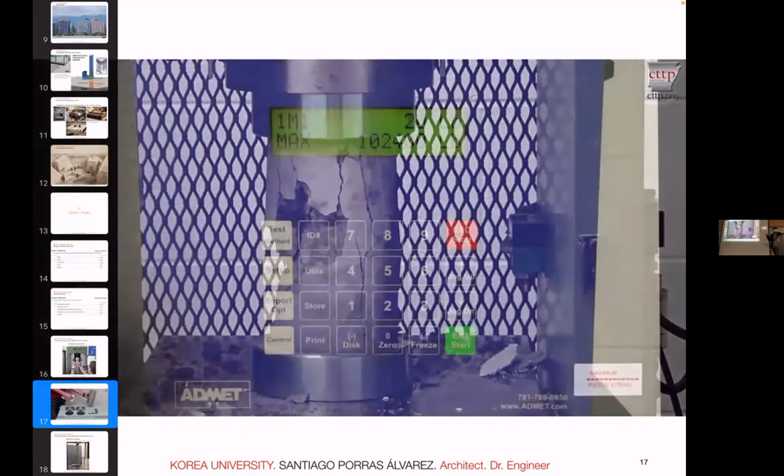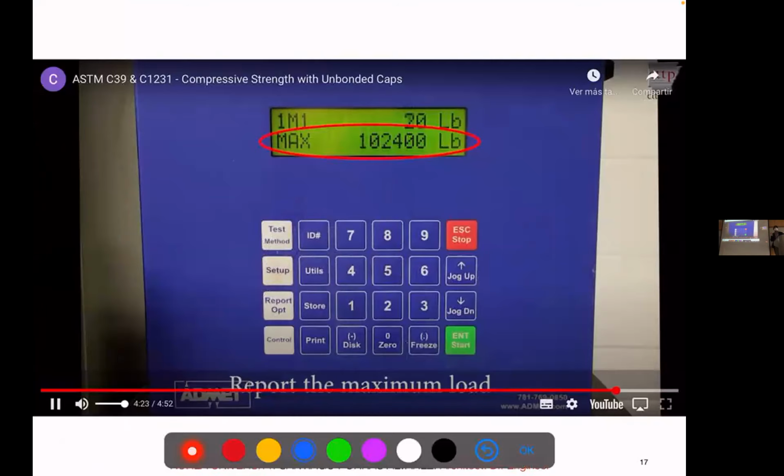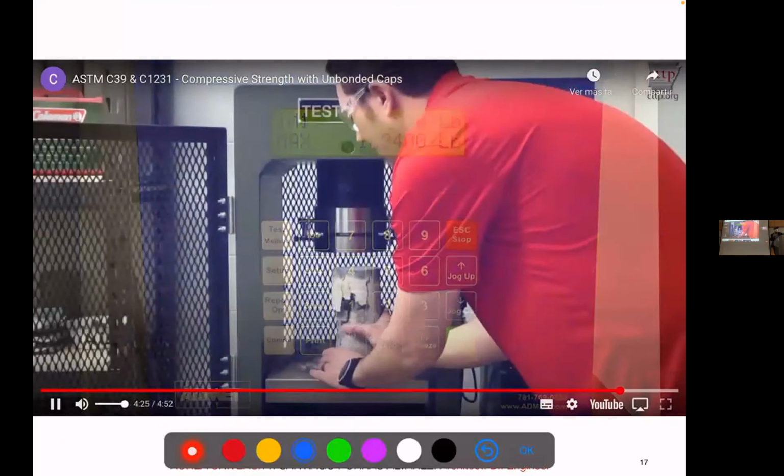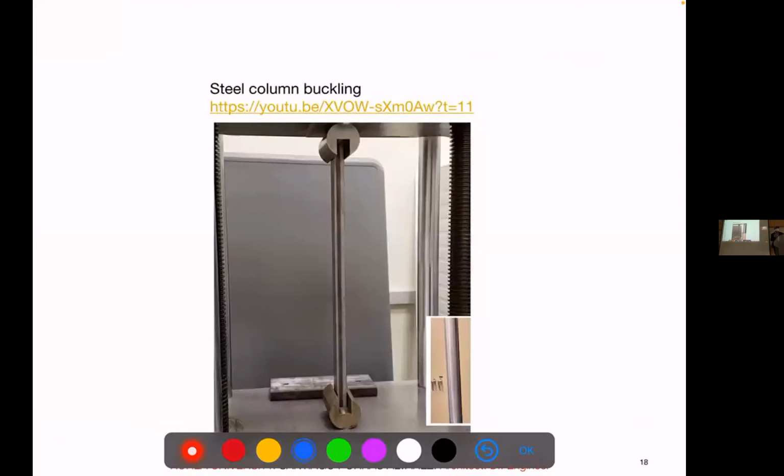This is explosive, and that's the point. Report the maximum load. It was huge, like 50 tons, right? To break that little bit of concrete. So that's enough for this. Note the fracture. You see how the vertical cracks appear, but very suddenly it breaks.